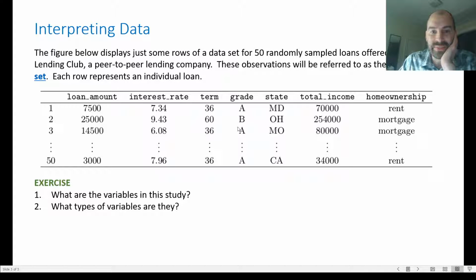The grades. Well, it's not a number, so it's categorical. States, not a number, categorical. Total income. Here I would put it in the same category as loan amount. I would label this numerical continuous, because incomes can be quite varied and can differ by very small amounts. And home ownership, whether the homeowner taking the loan was renting or mortgaging. There are only two types, rent or mortgage. They're not numbers, so that's categorical. Okay, so I think that's it.